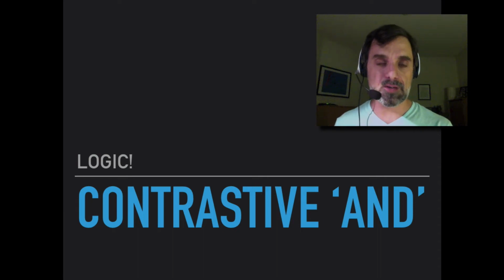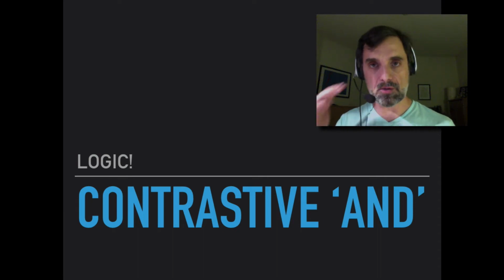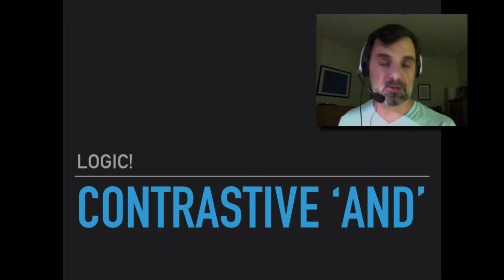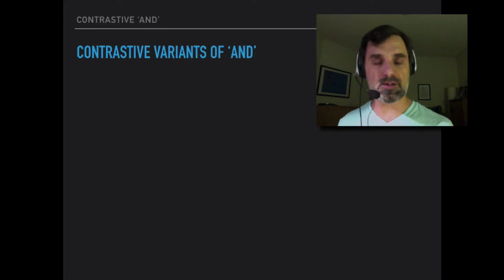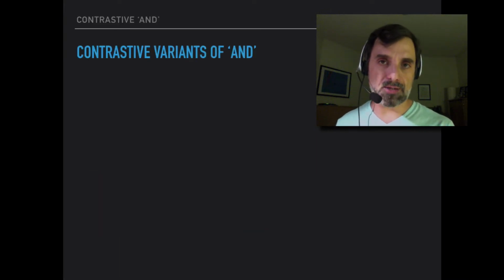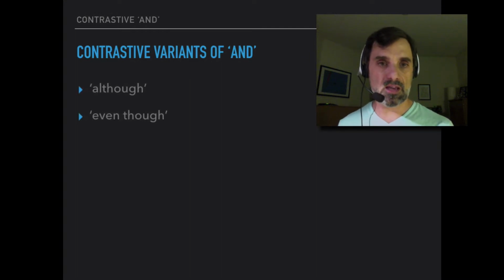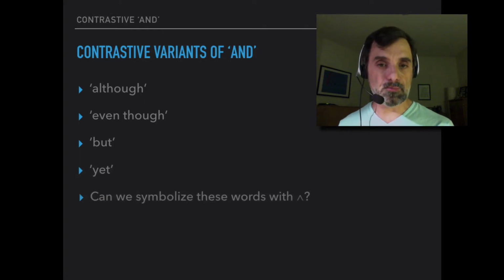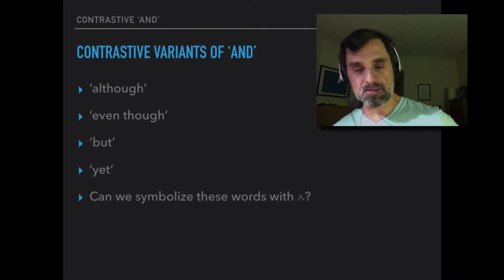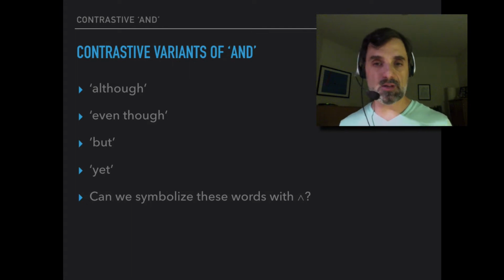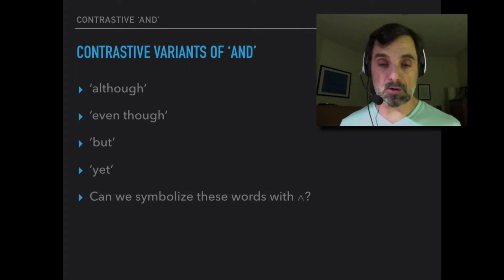Hello, in this video I'm going to talk about how we might symbolize contrastive "and." So what is contrastive "and" in the first place? Well, it's really contrastive variants of "and." So what are those? Well, words like although, even though, but, and yet. So the question we're going to ask, and we're going to end up saying yes, is can we symbolize these words with our wedge, with our symbolic "and"?